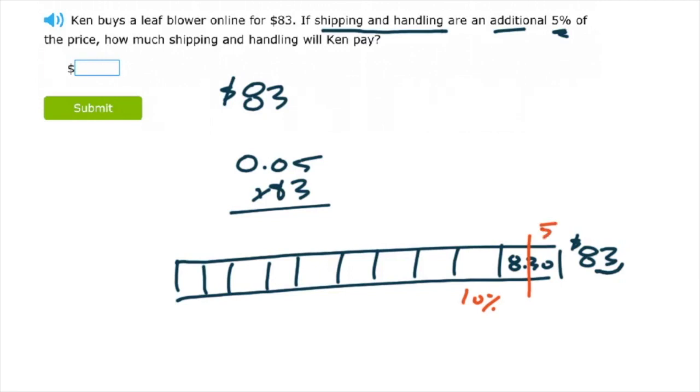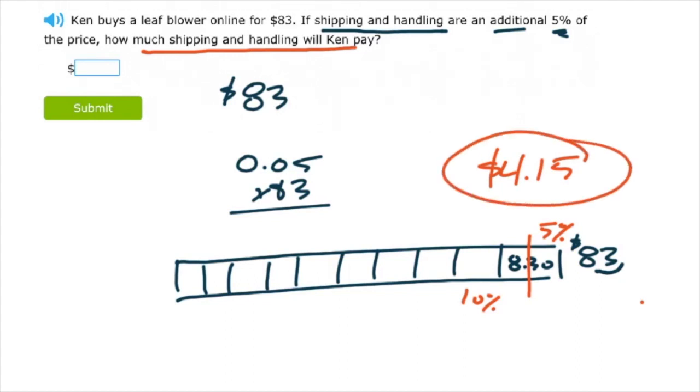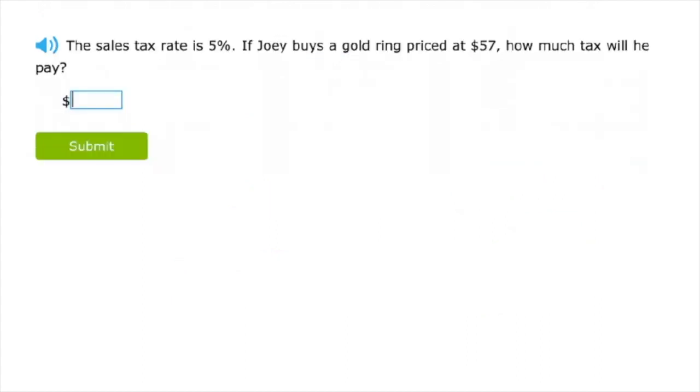We just want two 5%, right? The two 5% make a total of 10. So here, 5% is half of $8.30. And if we cut $8.30 in half, that's going to give us $4.15. Now, is our question asking for the total price or just the shipping and handling fee? And if it's the shipping and handling fee, then we would come up with $4.15 as the total for shipping and handling.